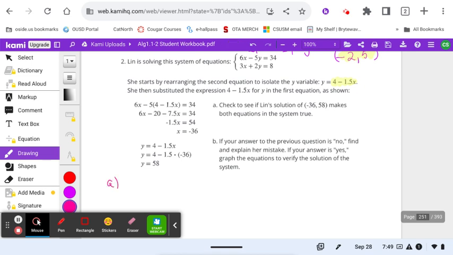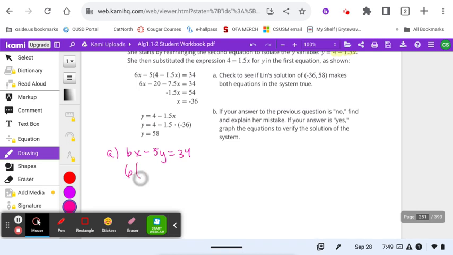So for part A, we're going to take the equation 6x minus 5y equals 34, and we're going to test the solution that we got. We got negative 36, or we didn't, Lynn did, and 58. And if this is correct, it should get 34 on that left side. Well, this makes negative 216. Wow, that's really big. And then grab a calculator, 5 times 58, I think that's 290. That's negative 290. Well, let me tell you, this is not 34.